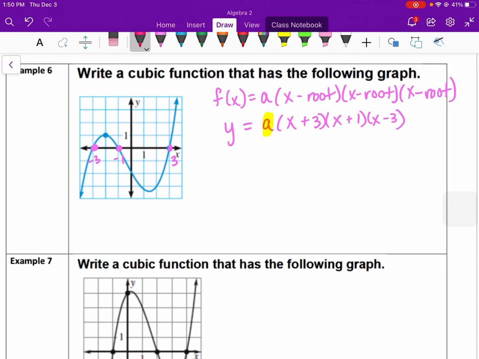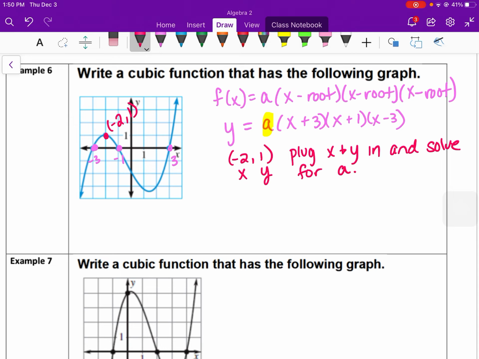To get the a value, you will need to choose an xy point, not an x-intercept, some other point on the graph, like this one that was given to me, negative 2, 1. And this is an xy point. I'm going to plug x and y in and solve for a. This one increases from left to right, so your a value should be positive here.